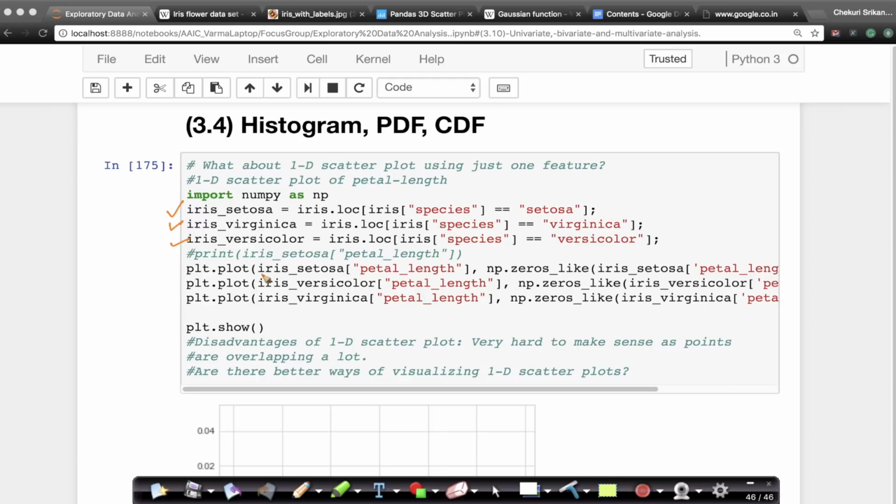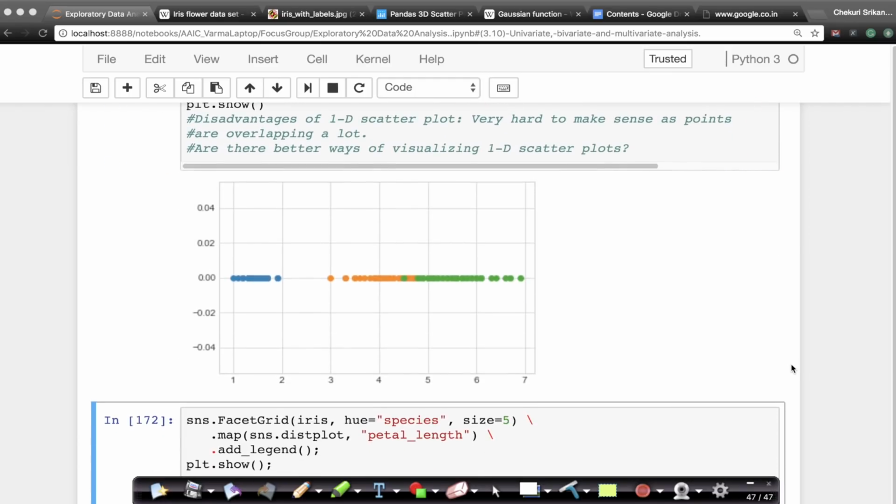Now, what I'm doing here is plotting such that my x-axis for the setosa flowers is petal length. My y-axis, I'm just putting values, all equal to 0. Similarly, I'm plotting versicolor and virginica petal lengths on the x-axis, and I'm taking all the y values to be equal to 0. Now, when I do that, I get a plot like this.